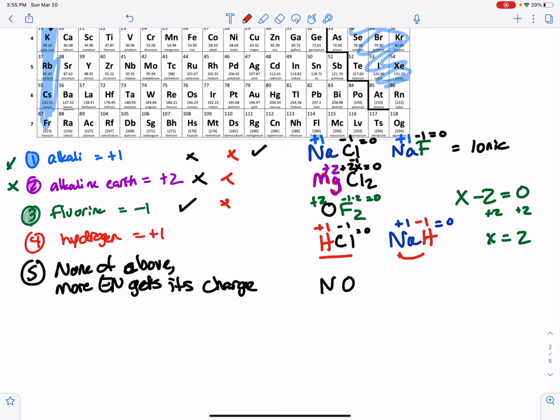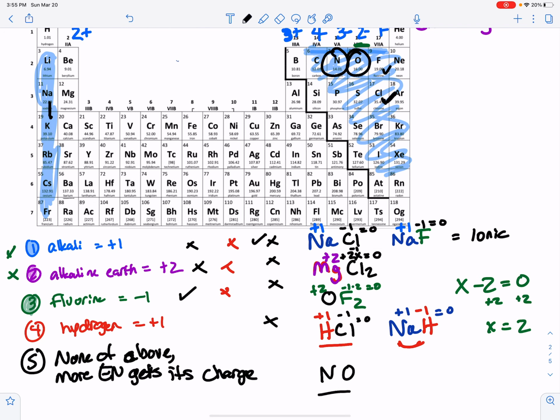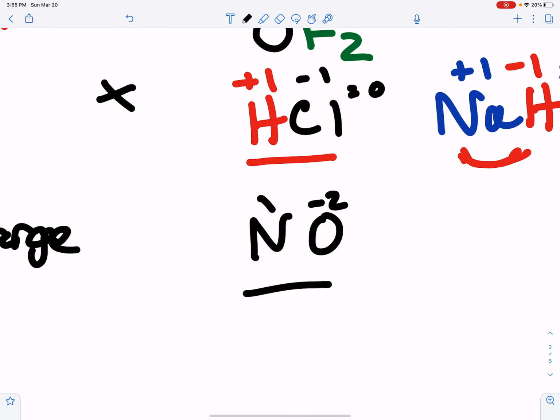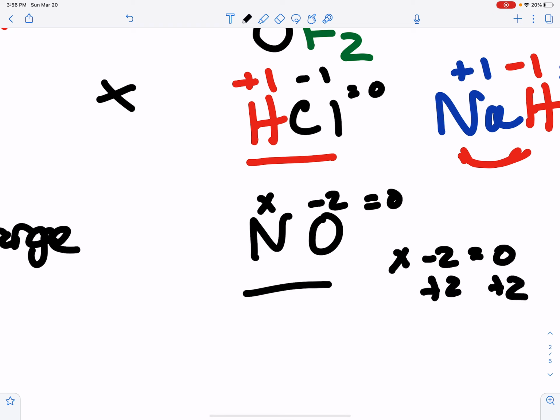So again, it's when you go to some weird kind of covalent, odd bonding situations, that's when they really become less what you expect. Finally, if you have something like NO, it doesn't have alkali, not alkaline earth, no fluorine, no hydrogen, then it's just based on electronegativity. So here's our N, here's our O. So the O is more electronegative. That's the one that gets its charge. The nitrogen is going to have to be what's variable, or what we're figuring out. So we're going to add 2 to both sides, and that's going to give us x equals 2. So what that means is that our nitrogen here is +2.